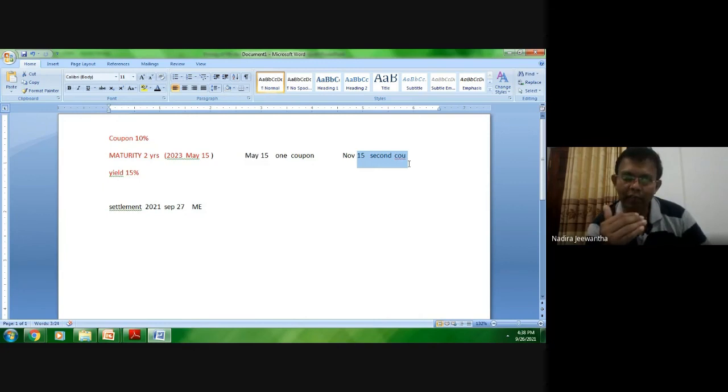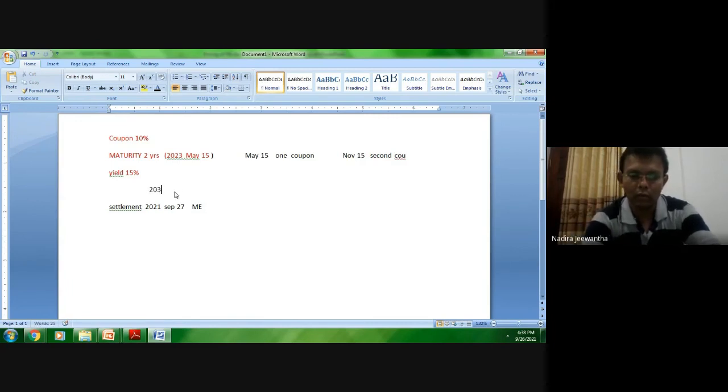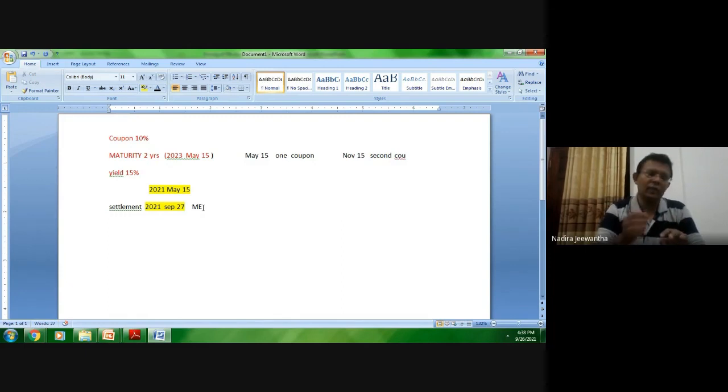From May 15 to 27 September 2021, from here to here you should receive the coupon. You calculate the number of days, exactly from May 15. This is how you calculate it.